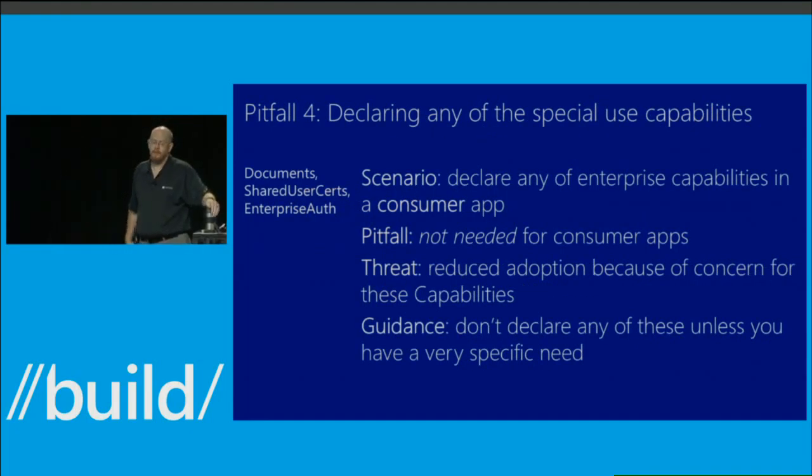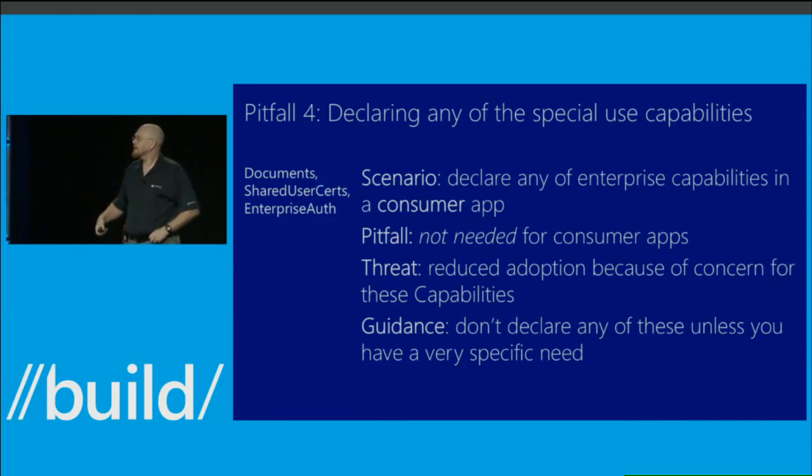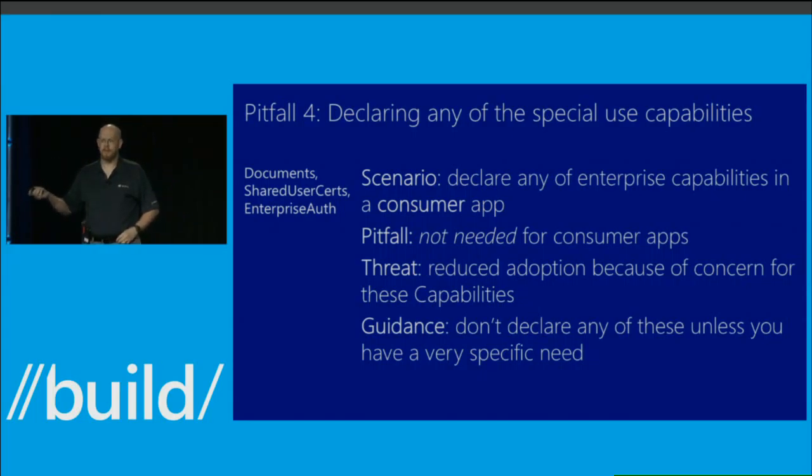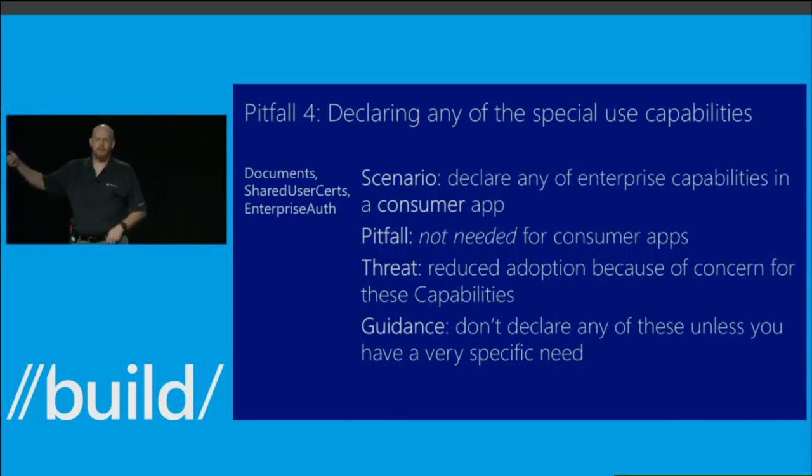Pitfall 4 is declaring any of the enterprise capabilities in a consumer app. They're just not needed. And in particular, the enterprise authentication capability doesn't even work unless it's a domain joined PC. It just doesn't do anything. So don't declare them unless you need them.